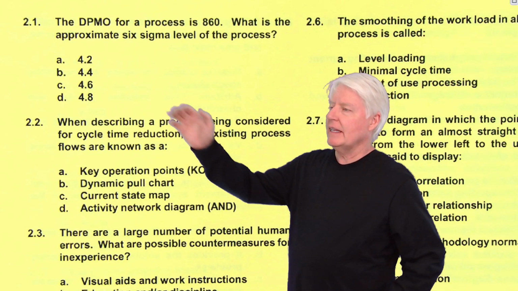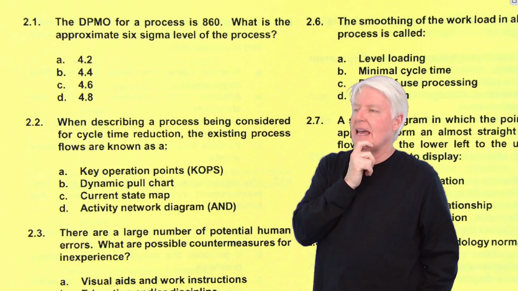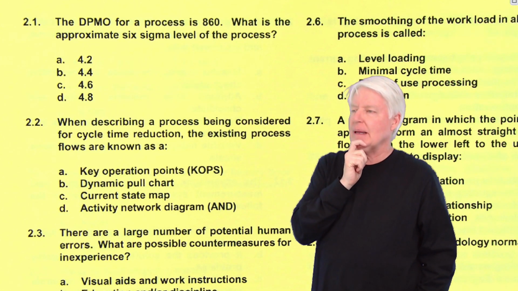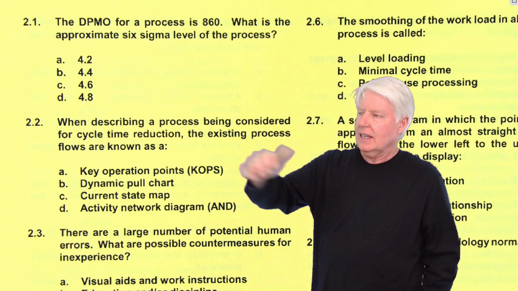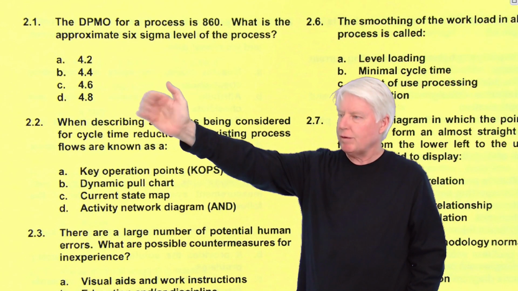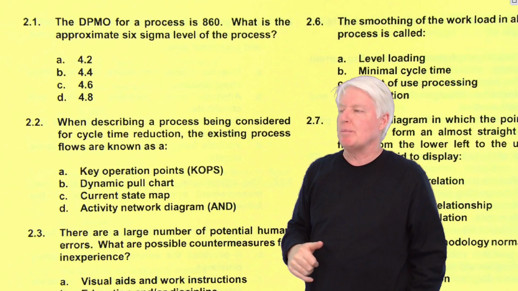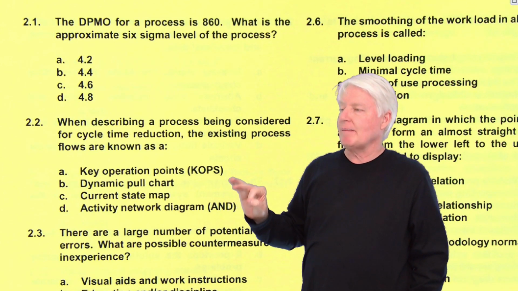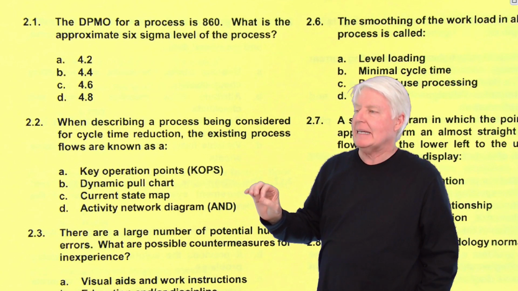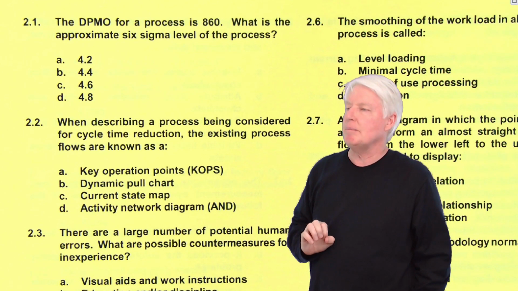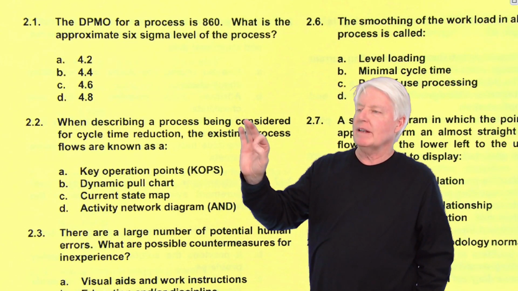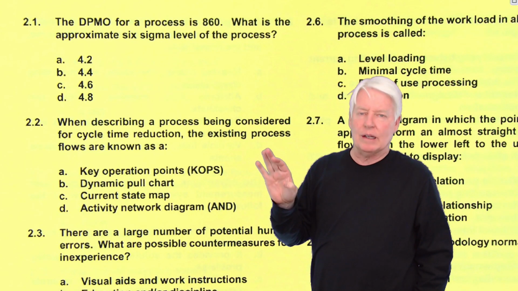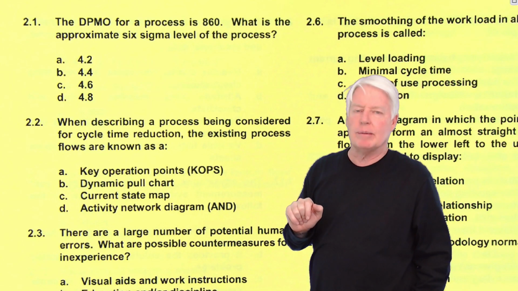So let's get started. The DPMO for a process is 860. What is the approximate Six Sigma level of the process? Is it 4.2 sigma, 4.4 sigma, 4.6 sigma, 4.8 sigma? That's what we have to determine. So I'm going to go to the primer back in the appendix, and we're going to look up this table that will give us the correct answer. So let's look at that real quick, and then we'll determine the correct answer.